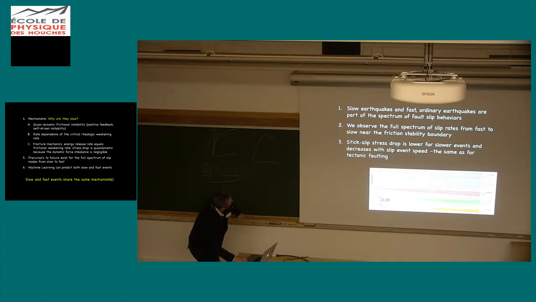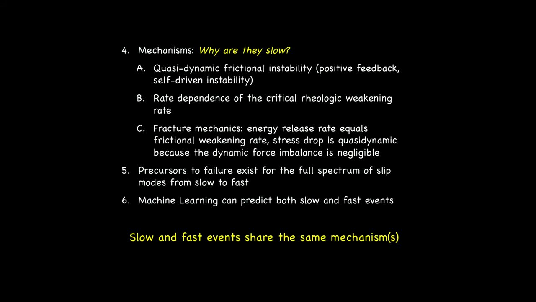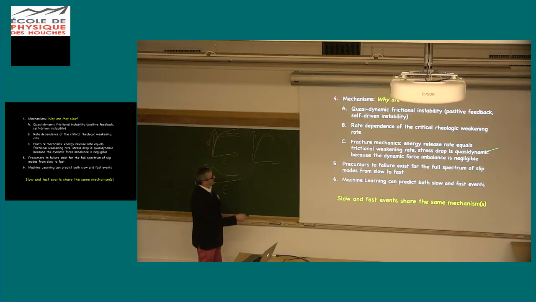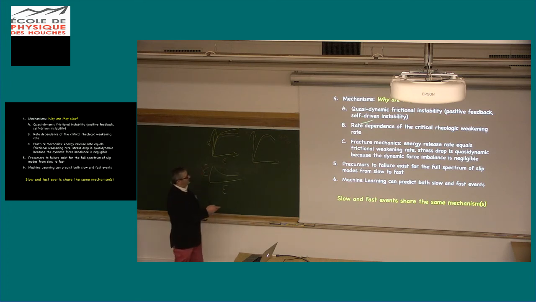Okay, and then some things about stress drop. I didn't talk too much about this, but it's useful to spend a minute. I showed you in detail that there's a rate dependence of K sub C, this rheologic weakening rate, that's very clear, and that can explain our data. These are quasi-dynamic instabilities in the sense that I talked about at the very beginning. And these two observations are consistent with this.